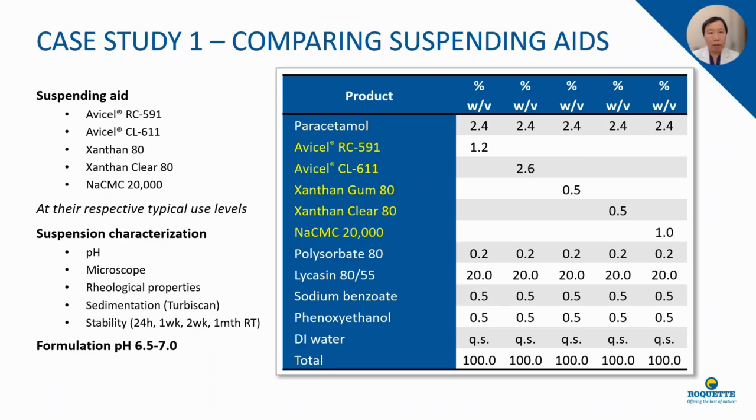In this case study, different suspending agents were evaluated in an APAP model suspension formulation, including Colloidal Avicel grades RC591 and CL611, as well as alternative chemistry like xanthan gum and sodium CMC. The table here details the composition of each formulation. Each suspending agent was used at its optimum use level. The pH of the formulations is around 6.5 to 7.